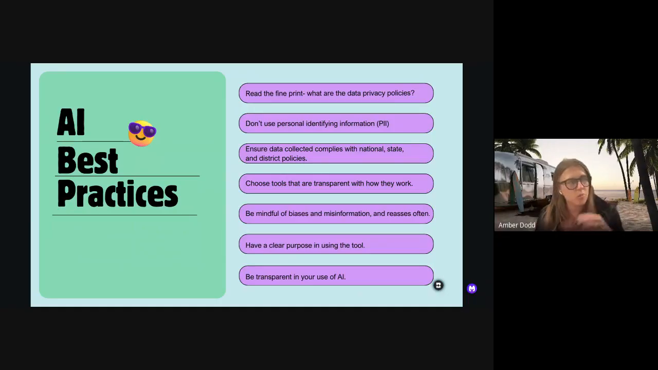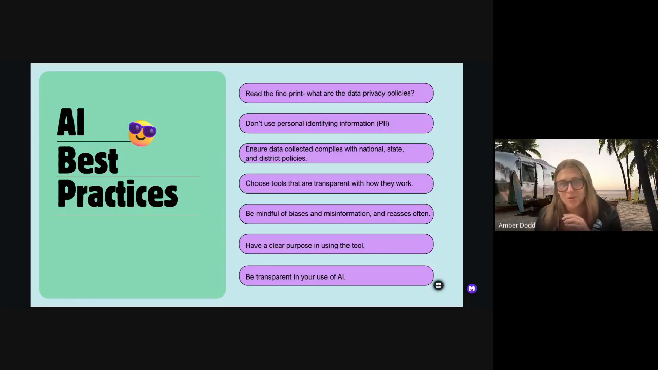Make sure that data collected complies with our national, state, and district policies. You don't have to be an expert on this. Send it our way and we can check it for you. Choose tools that are transparent, be mindful of biases and misinformation, and reassess often.